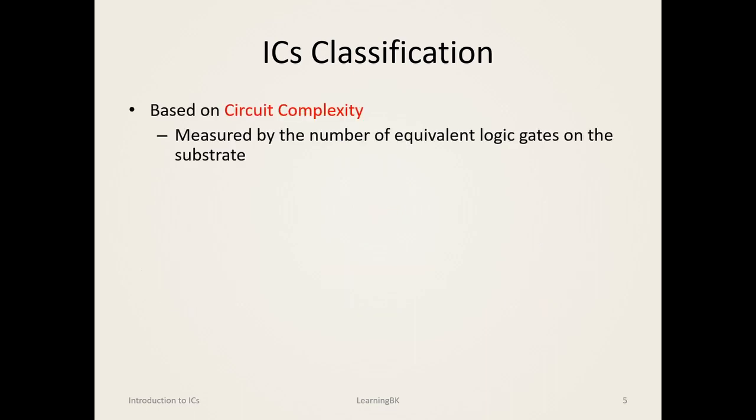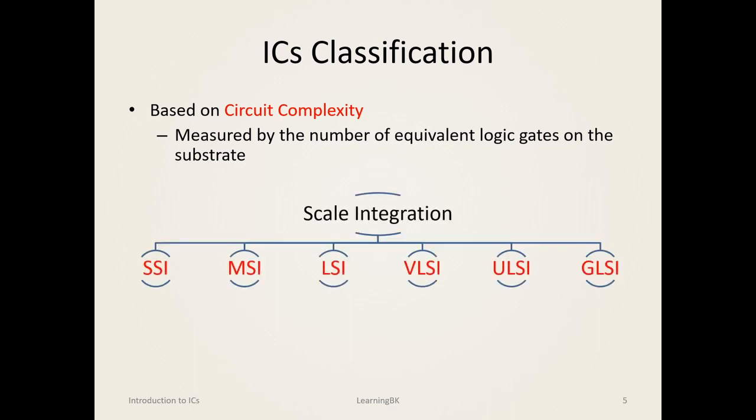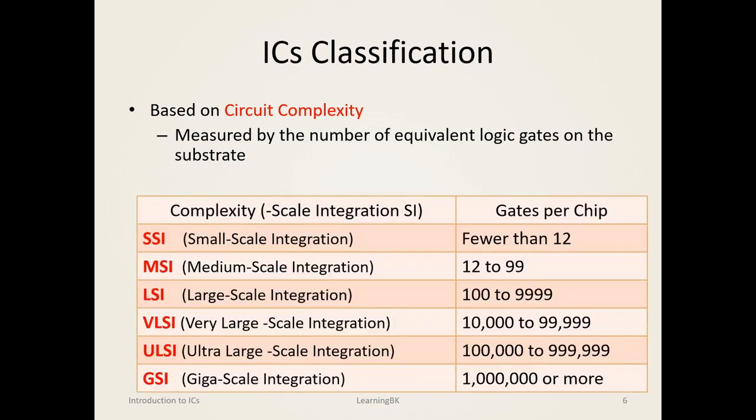The complexity of an IC basically refers to the number of logic gates that an IC contains, and this parameter is known as scale of integration. So we have ICs like SSI, MSI, LSI, VLSI: small scale, medium scale, and large scale integrated circuits. This table shows the gates per chip for each of these integration levels.